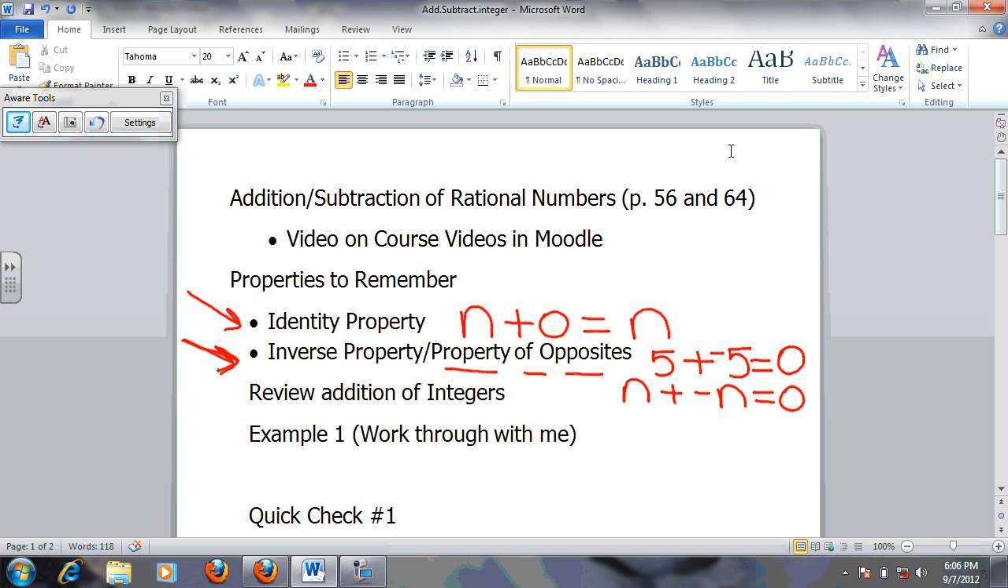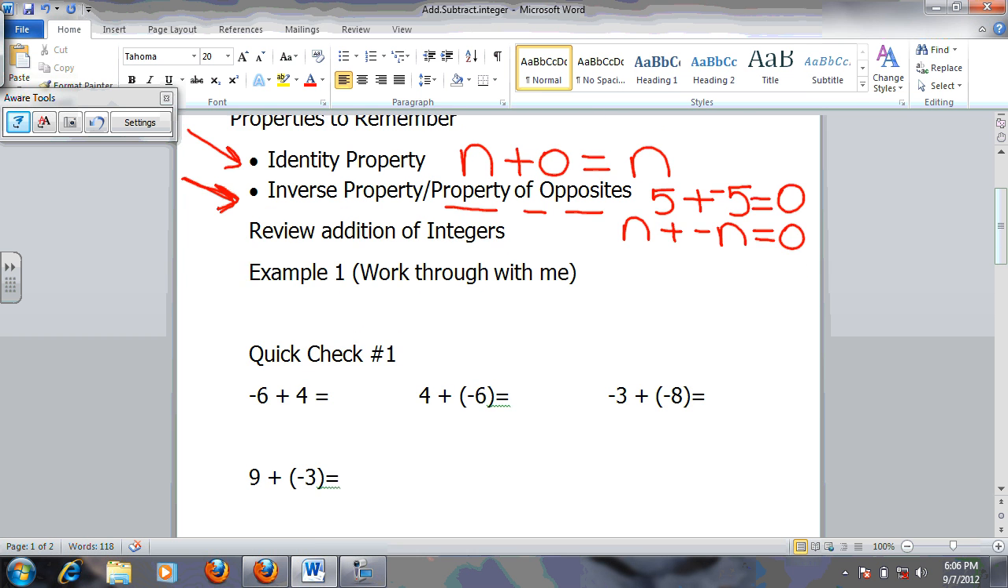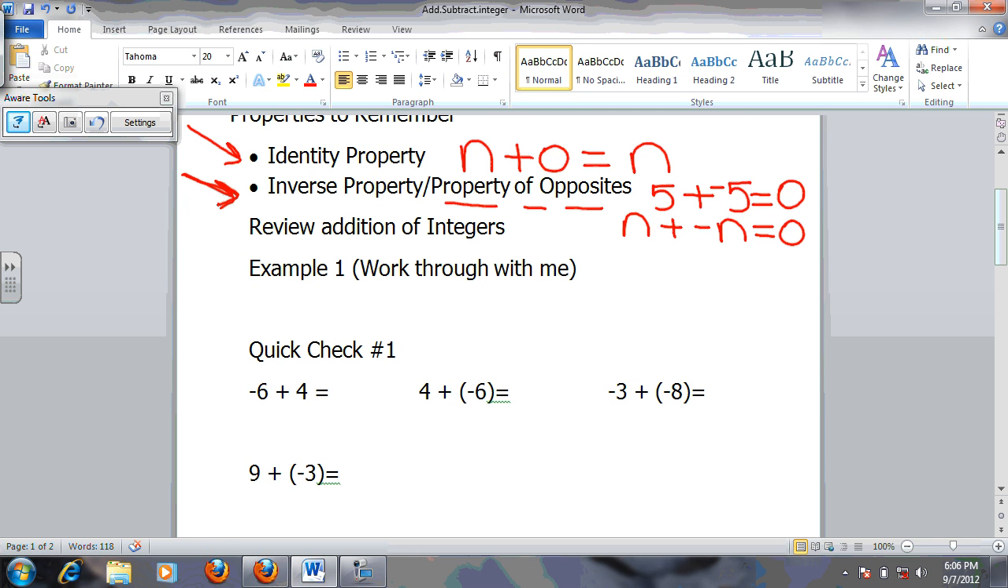We're going to review the addition of integers. Look at example 1 with me. Example 1 starts with 2 plus 6. 2 plus 6 we know is 8. Then it begins with 2 plus negative 6. Do not let the parentheses confuse you. It is just there to signify that 6 is negative.